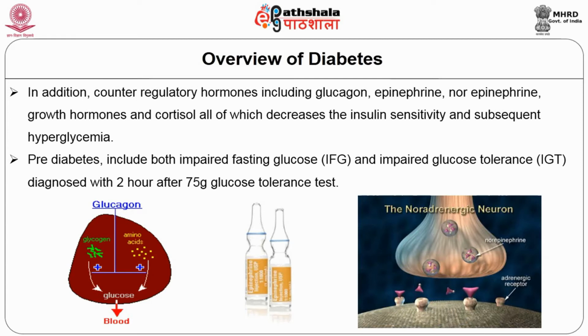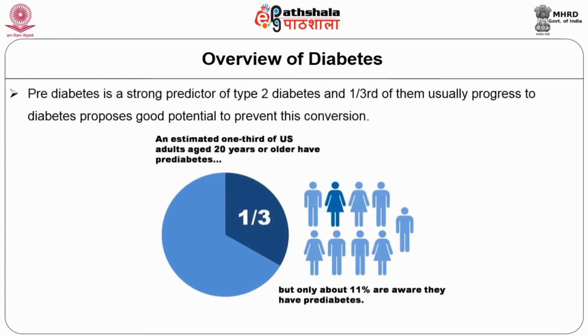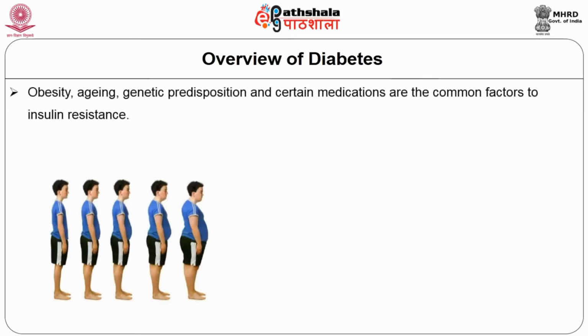Pre-diabetes includes both impaired fasting glucose and impaired glucose tolerance, diagnosed with a 2 hour glucose tolerance test with 75 gram of glucose, and 1/3 of them usually progress to diabetes. So there is a good potential to prevent these people from getting converted to diabetes. Obesity, aging, genetic predisposition and certain medications are the common factors for insulin resistance, meaning there is so much insulin in the body but it is inefficient.